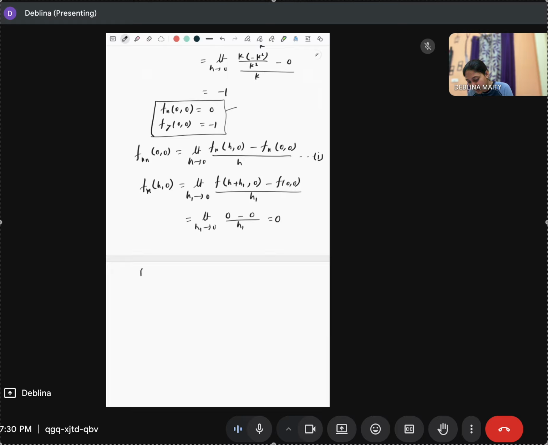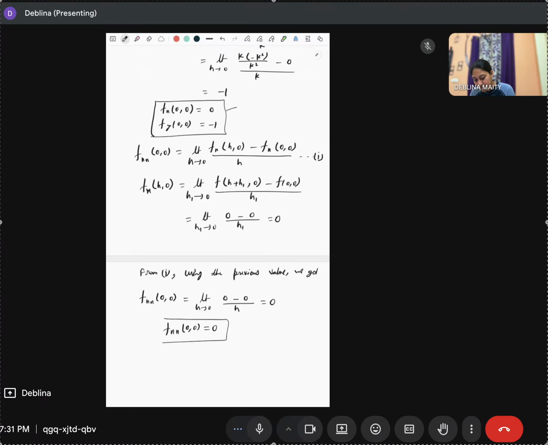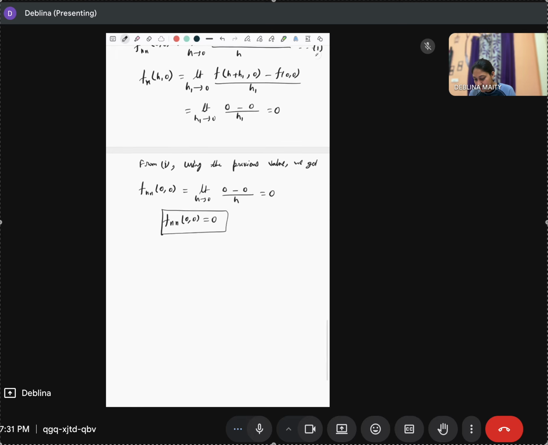So using the previous value, we get fxx(0,0) equals the limit as h goes to 0. Now fx(h,0) is 0 and fx(0,0) is 0, so it is 0. So we have found that fxx(0,0) is 0, and the remaining are fxy, fyx and fyy, right?